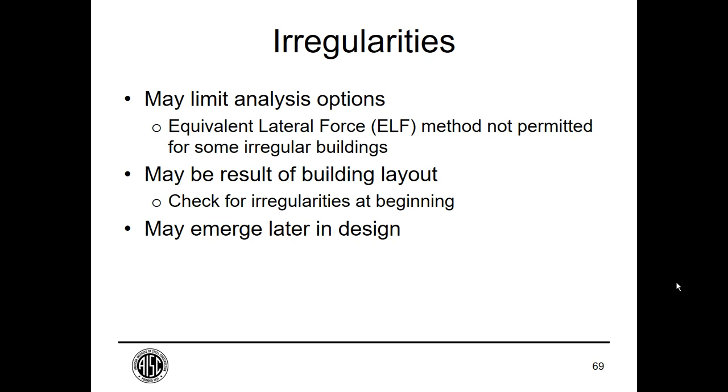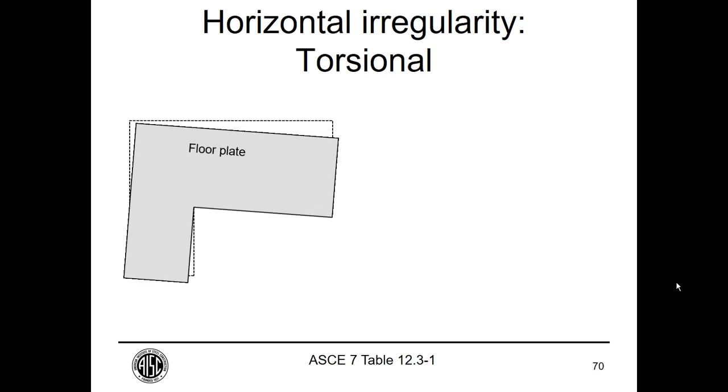Some irregularities emerge later in the design after we've done our analysis. So we're going to double check those in sessions 3 and 4 after we've selected members. But we will at least go through all of these irregularities now and make sure that we identify ones that we have to keep an eye out for later. So we'll start with the horizontal irregularities.